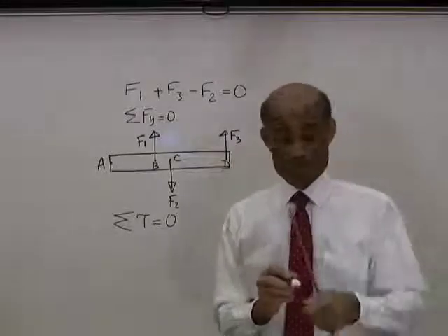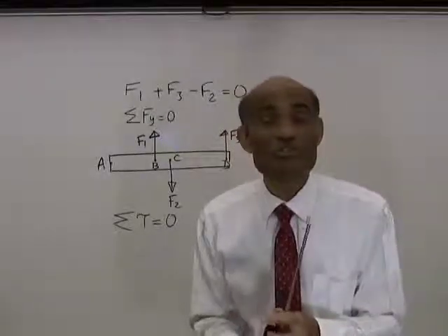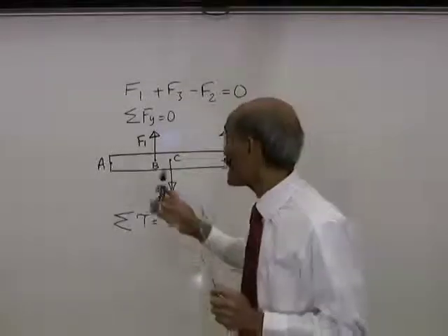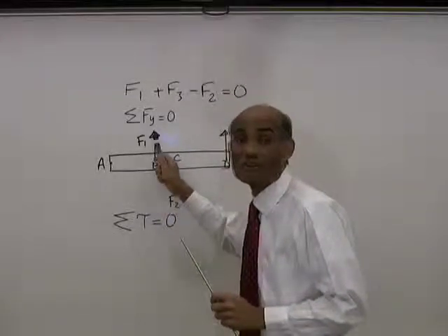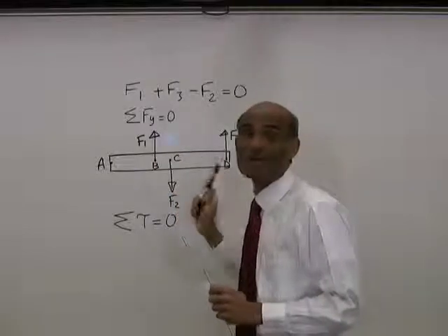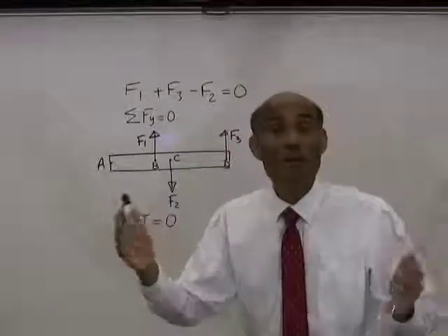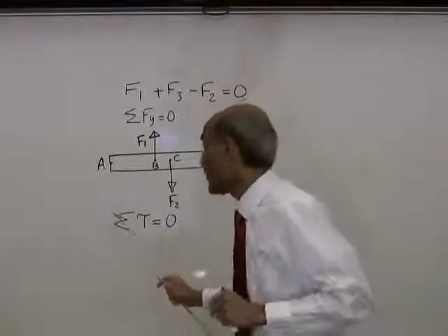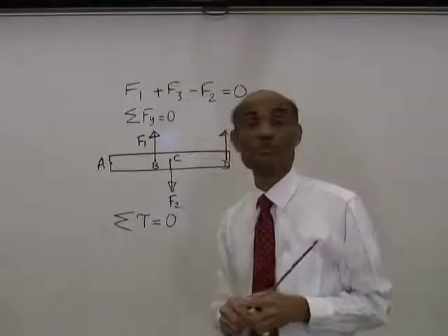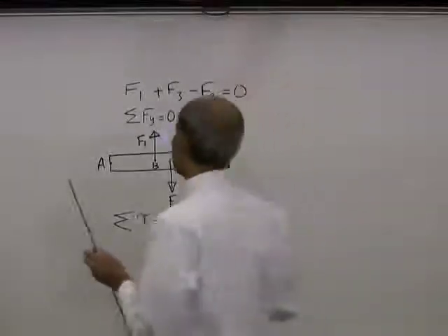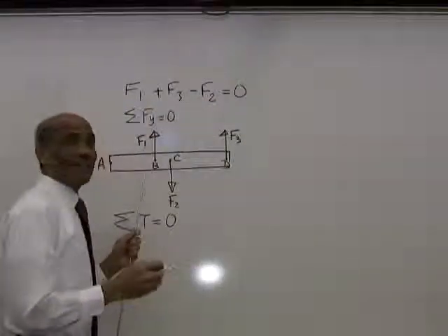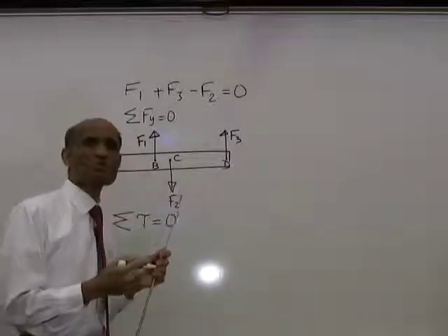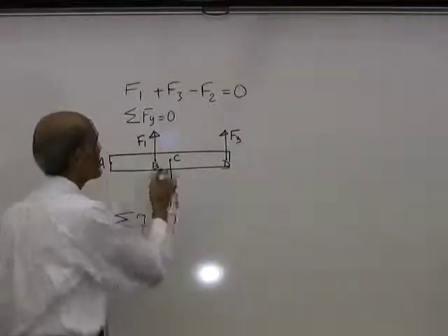Now that means we can choose the axis of rotation. We can choose the axis about which the torques of these forces are going to be taken. Any point will be fine. If you choose any axis, the sum of the torques must be 0. Alright? Okay. Now tell me, what is the criteria for choosing the point? Let's see if you can answer this question.